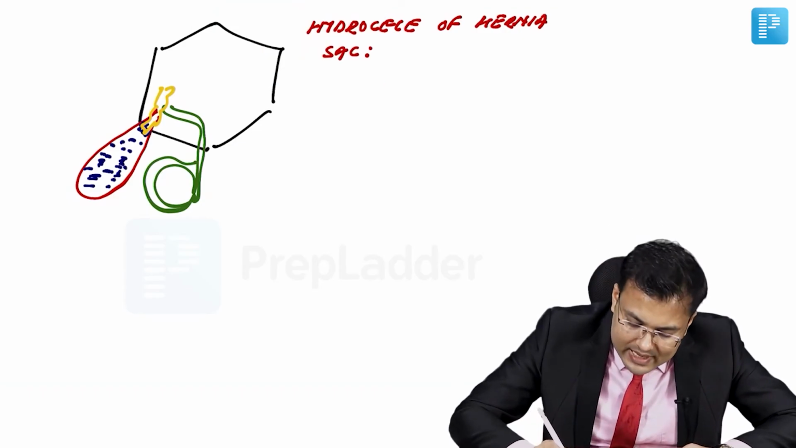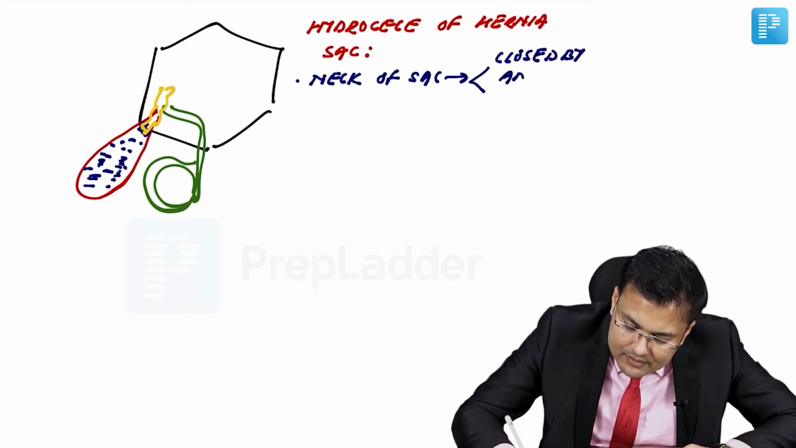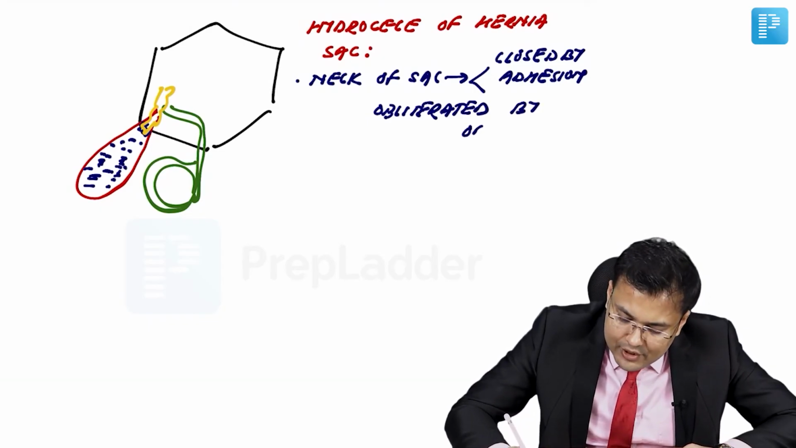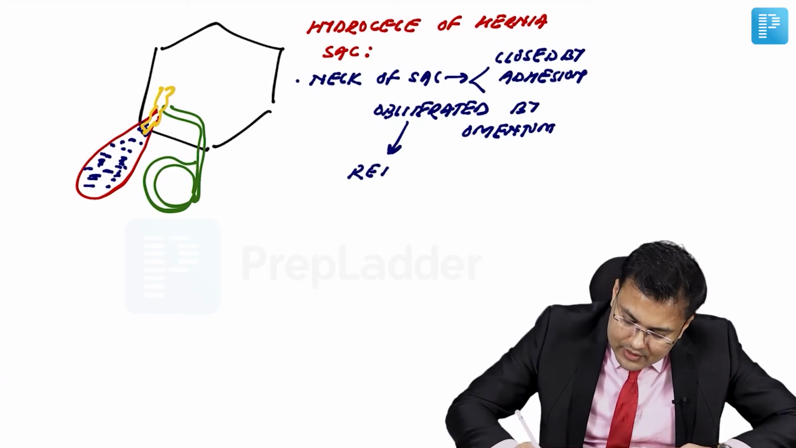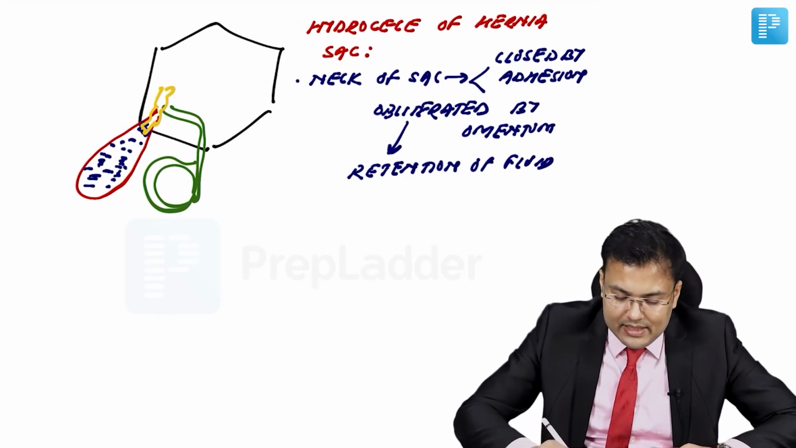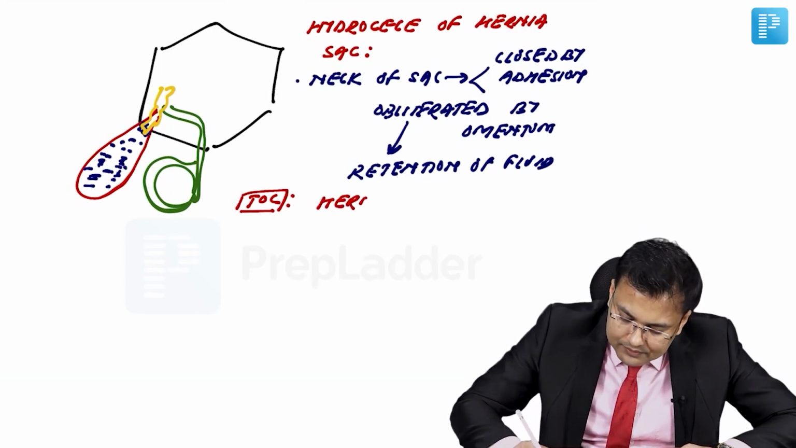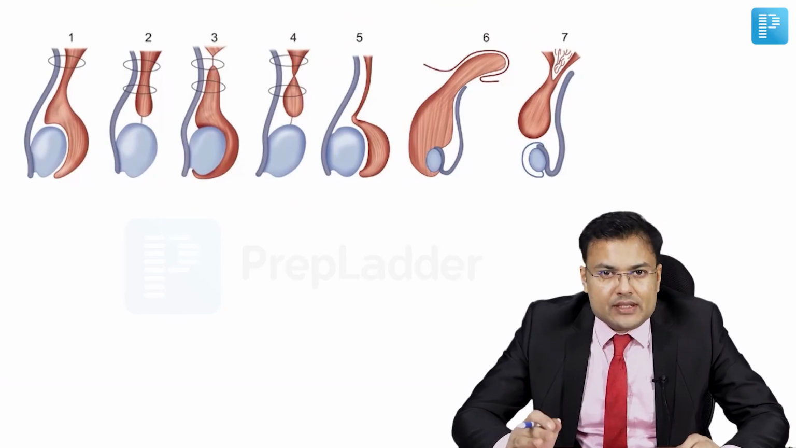Clear? In this case, the neck of the sac is either closed by adhesions or obliterated by omentum. Clear? And because of this, what's the problem? There is retention of fluid secreted by peritoneum. So retention of fluid. Clear? And in this case, what's the treatment? The treatment of choice is herniotomy.